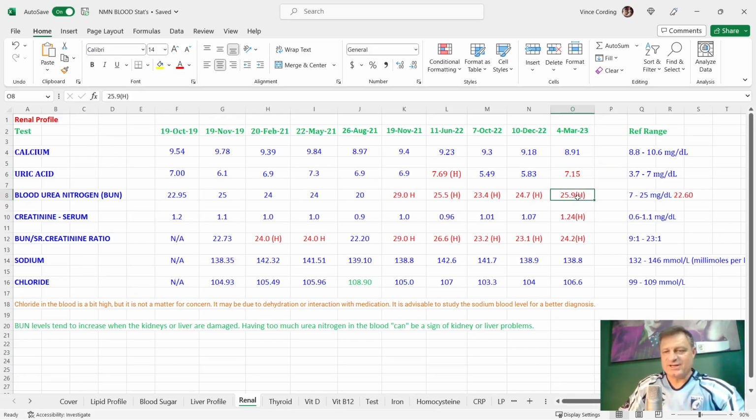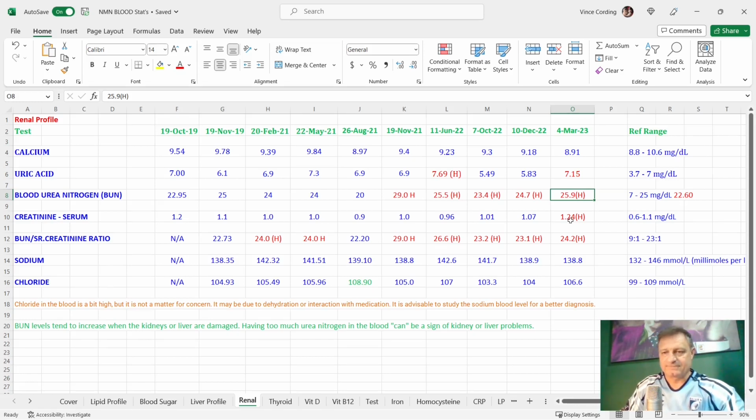My blood urea nitrogen is 25.9. That used to be, again, 25, so it would only be 0.9 over. For some reason, they've changed that now from 25 down to 22.60. So another change. I'm not sure why. There must have been, I'm hoping, a massive amount of studies that say this should be the new marker.